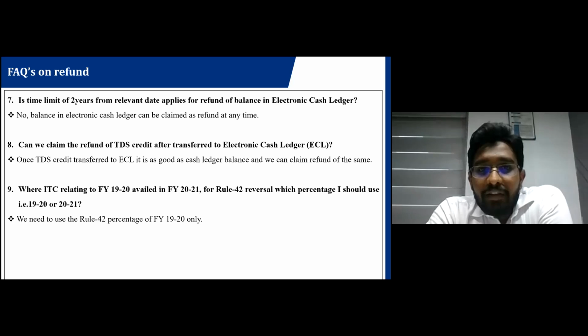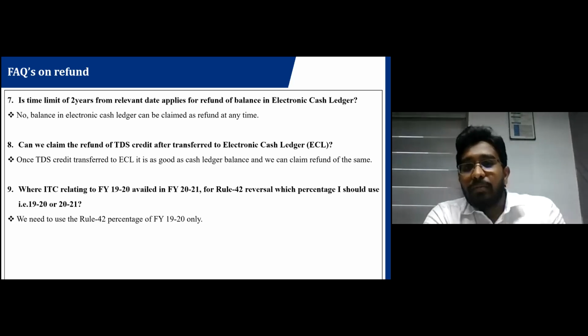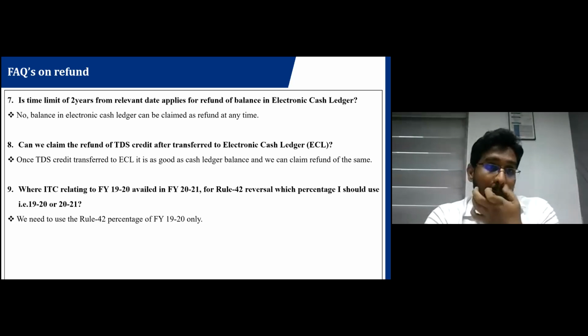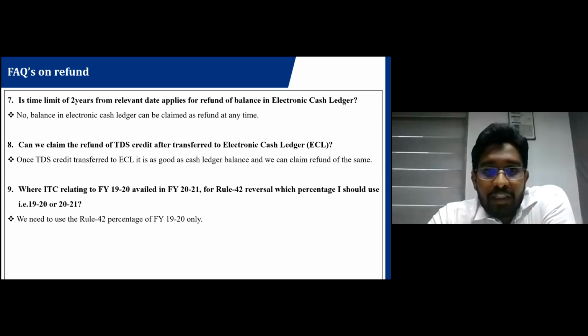And can we claim the refund of TDS credit after transfer to electronic cash ledger? Even in that case also, the officer is okay with the time limitation period, but his doubt is you are claiming a refund of TDS credit. How are you eligible for that credit? We won't give, like that he may say. Once TDS credit is transferred to electronic cash ledger, it is as good as our cash ledger balance. There is no concept of TDS credit again. You can claim refund. Refund officers, judicial officers may get all these types of doubts.